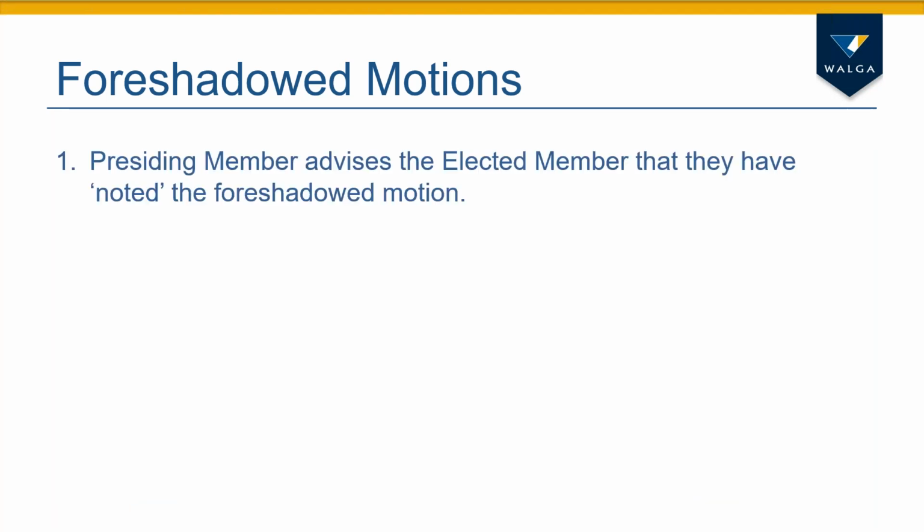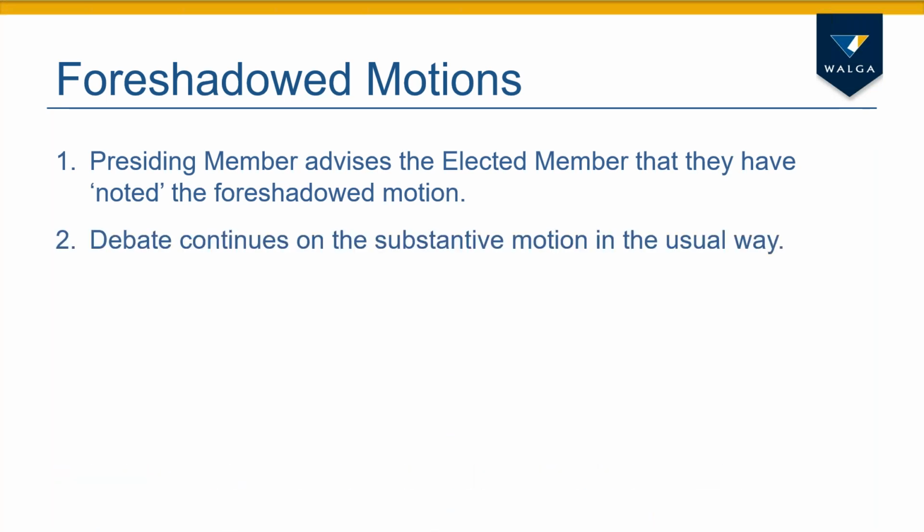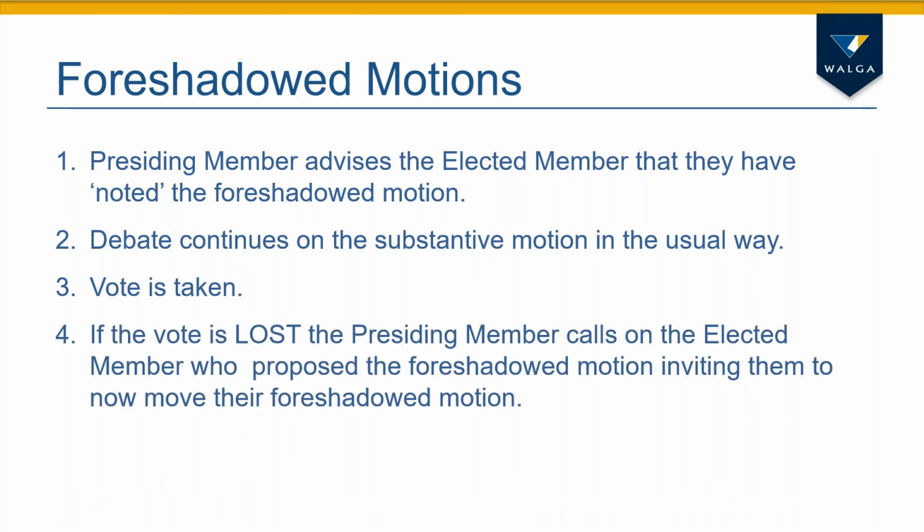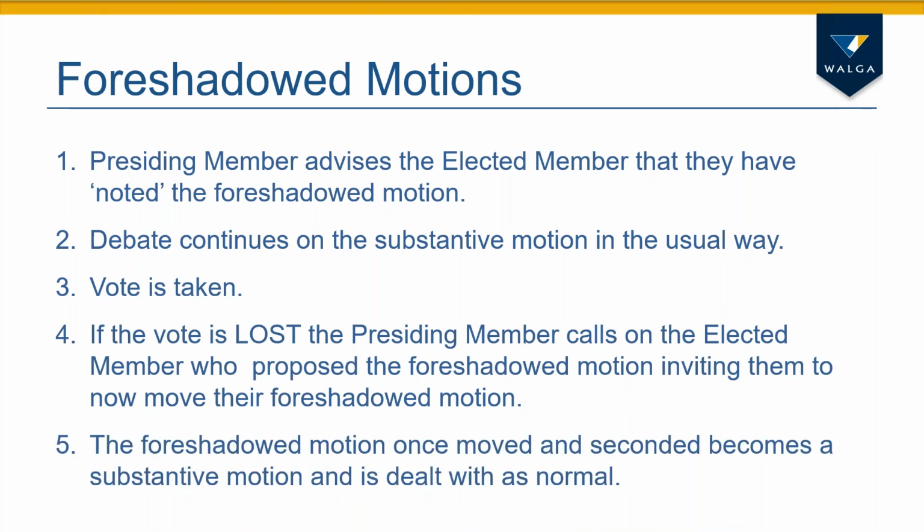Then the presiding member advises the elected member that they have noted the foreshadowed motion. Debate continues on the substantive motion in the usual way. A vote is taken on the substantive motion. If the vote is lost, the presiding member calls on the elected member who proposed the foreshadowed motion, inviting them to now move their foreshadowed motion. The foreshadowed motion, once moved and seconded, becomes a substantive motion and is dealt with as normal.